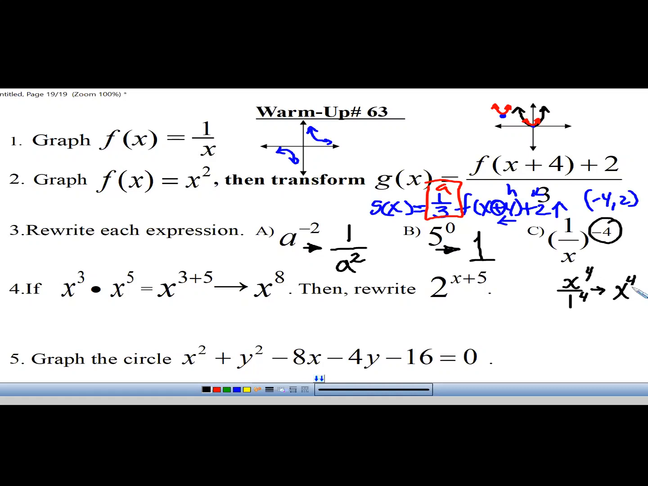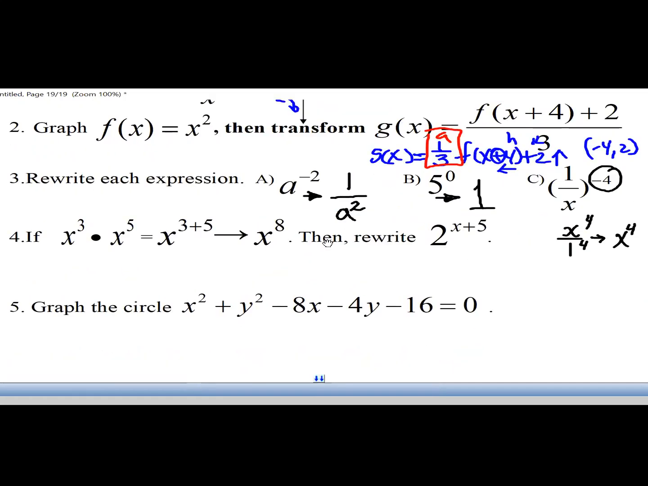All right. Let's go to part 4. Part 4 reads: x to the 3rd times x to the 5th equals x to the 3 plus 5, which is x to the 8th. And then they're asking us to write 2 to the exponent of x plus 5. So if you notice, the 2 to the exponent of x plus 5, doesn't it look like this one?